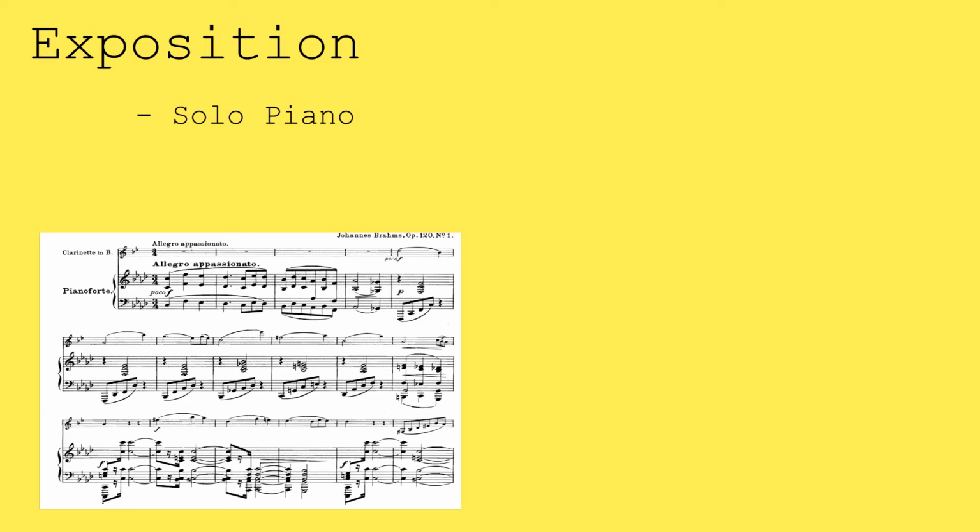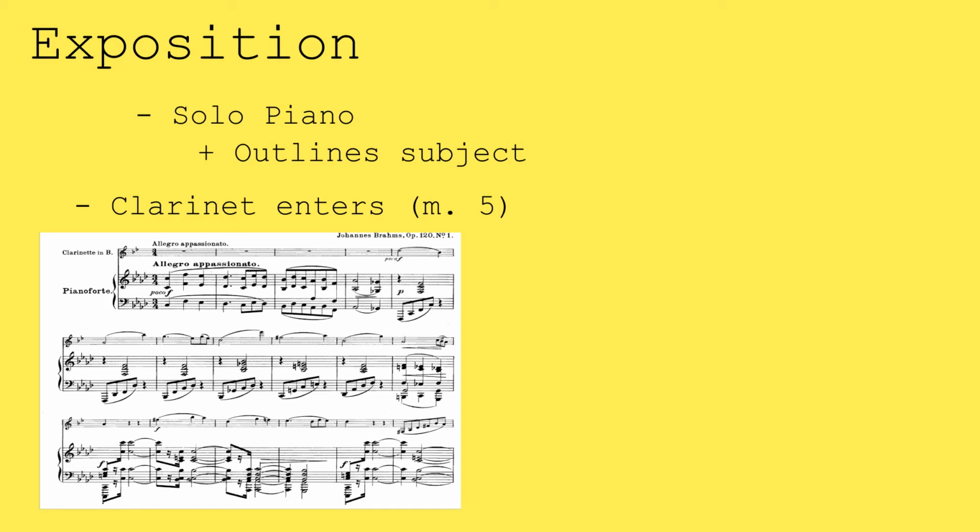The first movement begins with solo piano in 3 parallel octaves, outlining a recurring subject that becomes constant throughout the first movement. The clarinet enters at measure 5 with the primary theme that sounds like this.